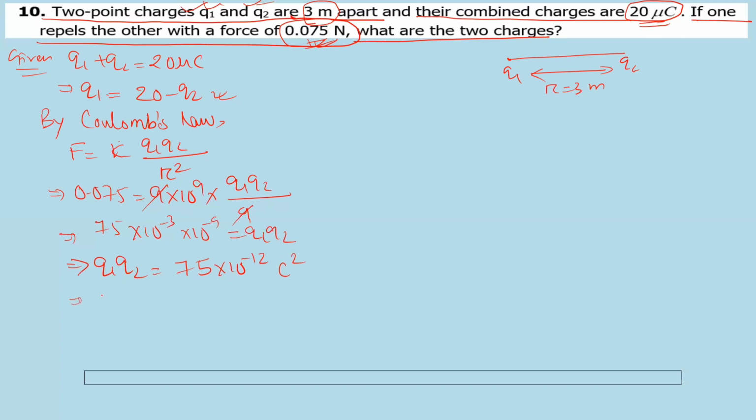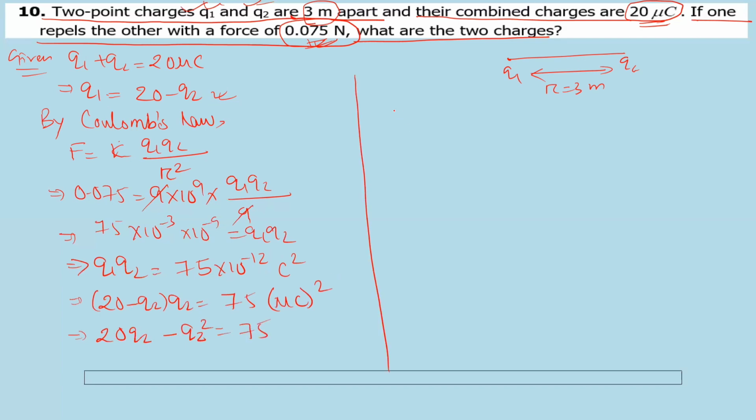Okay, so here this Q1 can be written as 20 minus Q2, multiplied with Q2, and this equals 75 into 10 to the power minus 12. So 10 to the power minus 6 into minus 6, we can write it as microcoulomb square. Alright, so from here we'll just do the multiplication, right? 20 Q2 minus Q2 square equals 75. So here we can write Q2 square minus 20 Q2 plus 75 equals 0. Now we will do the middle term splitting. So we can write Q2 square, and here it is plus 75 equals 0.